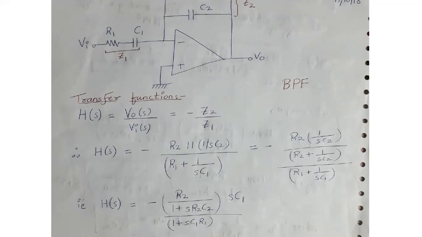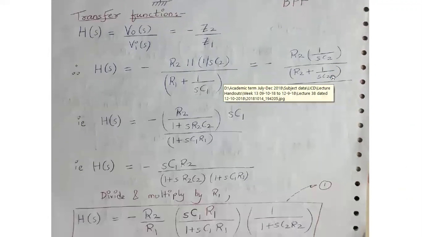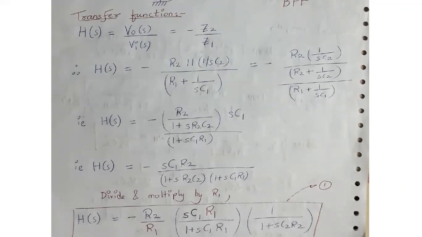So if you simplify this further, if you simplify this algebraically, you will get finally H of s is equal to minus s times C1 R1 divided by (1 plus s R2 C2) times (1 plus s C1 R1). Okay, so all these things will come with practice. So I will recommend that you write all these things on a piece of paper and verify the formula.